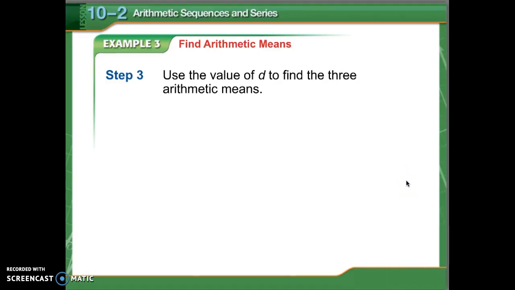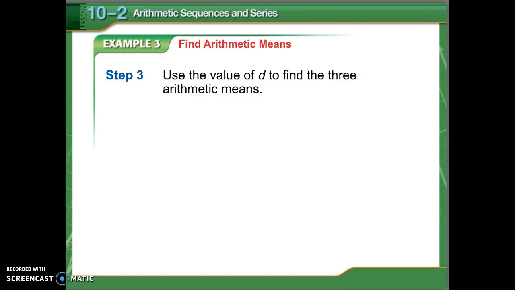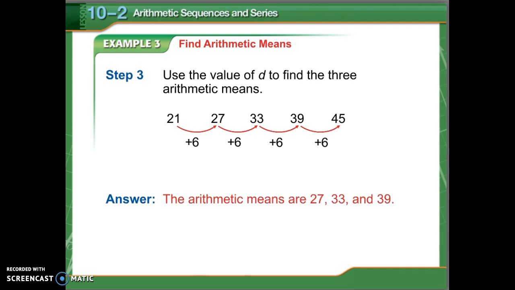Once you know that d is 6, you basically just can work through to fill in the numbers. So if you know the first number is 21, and you're going to add 6, 21 plus 6 gives you 27, plus 6 gives you 33, plus 6 gives you 39. That's the quickest way then to just fill in the numbers that were missing from the sequence. So 27, 33, and 39 are the arithmetic means.